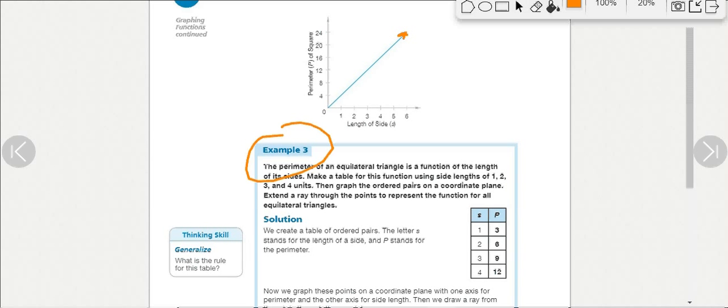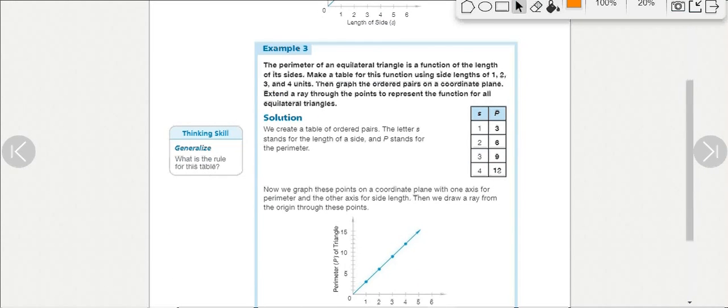Now in example 3, the perimeter of an equilateral triangle is a function of the length of its sides. Make a table using side lengths. Let's just pick 1, 2, 3, and 4 units. Graph the ordered pairs on a coordinate plane. So we create a table. Maybe it looks like this. You could just write a basic T if you want, and label S and P.